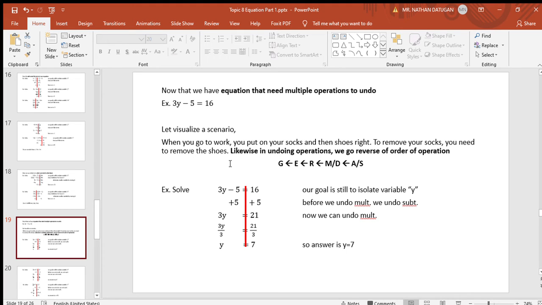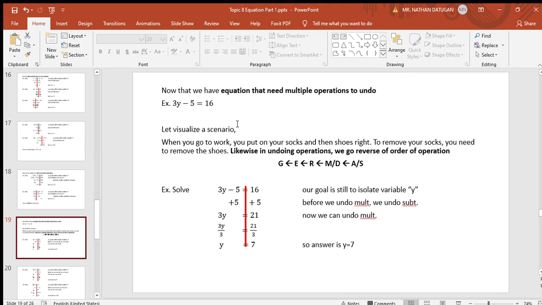Now let's try an equation with multiple operations to undo. Let's have an example: 3y minus 5 is equal to 16. Let's visualize the scenario. If you go somewhere and you want to wear shoes, first thing first, you put on your socks and then your shoes. And then when you get home, to get rid of your socks, you need to take off your shoes and then your socks. So the order is reversed when you want to take off something, right?